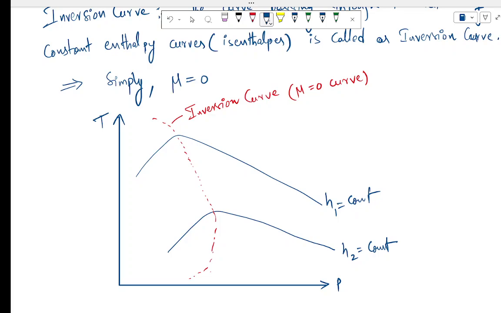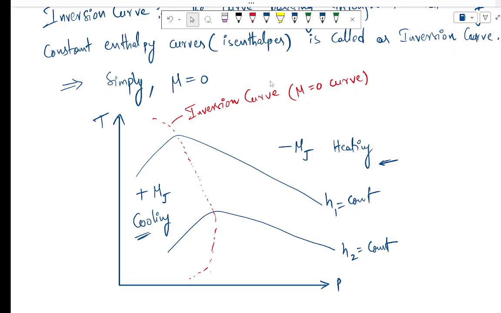So here you will have a plus value for your mu J, that is the Joule-Thomson coefficient. On this side you have a minus value for your mu J, and this side you will produce cooling, this side you will produce heating. So this is a cooling region and this is a heating region. So that's how your inversion curve will look on a TP diagram.